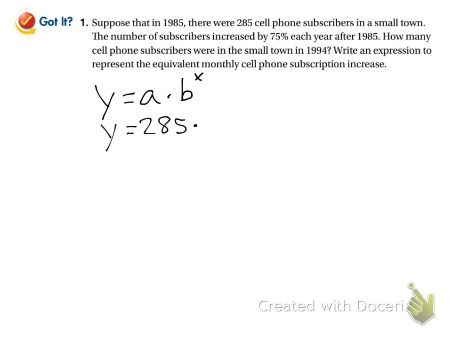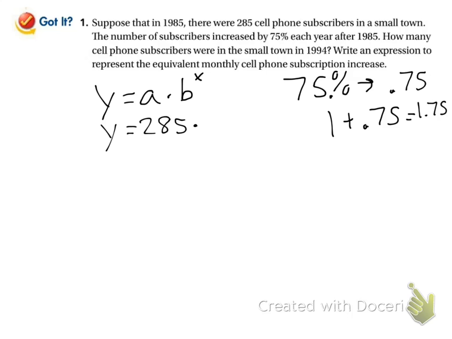So, it says that it's increasing by 75% each year. So we need to write 75% as a decimal. That's 0.75. If you're not sure what it is, here's where our decimal started. You need to move it 2 times to the left. 1, 2. So 0.75. And then, since it's a growth, I need to do 1 plus 0.75, which gives us 1.75. So I plug in 1.75 for B. And that's to the x.